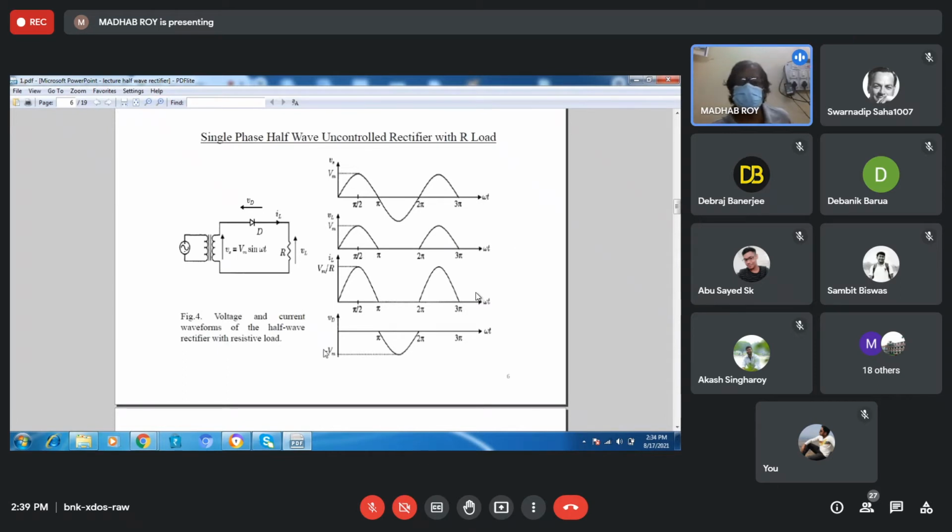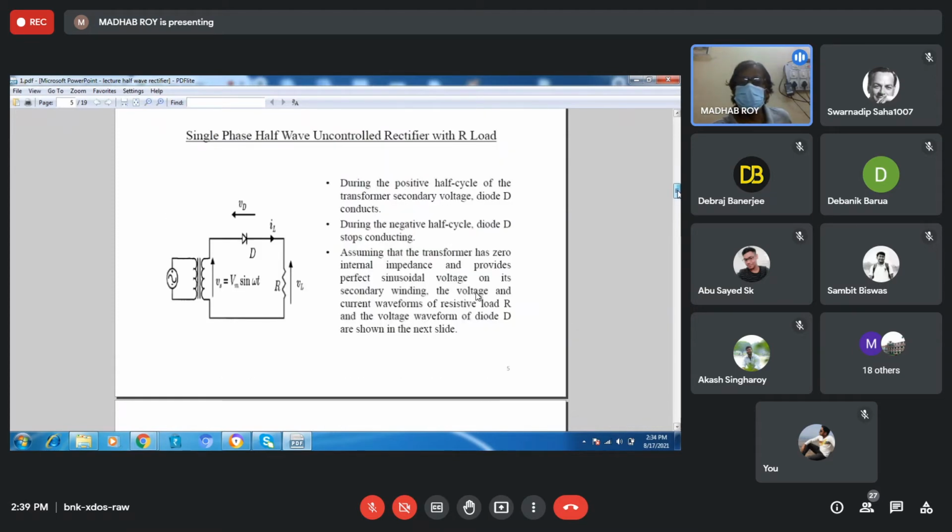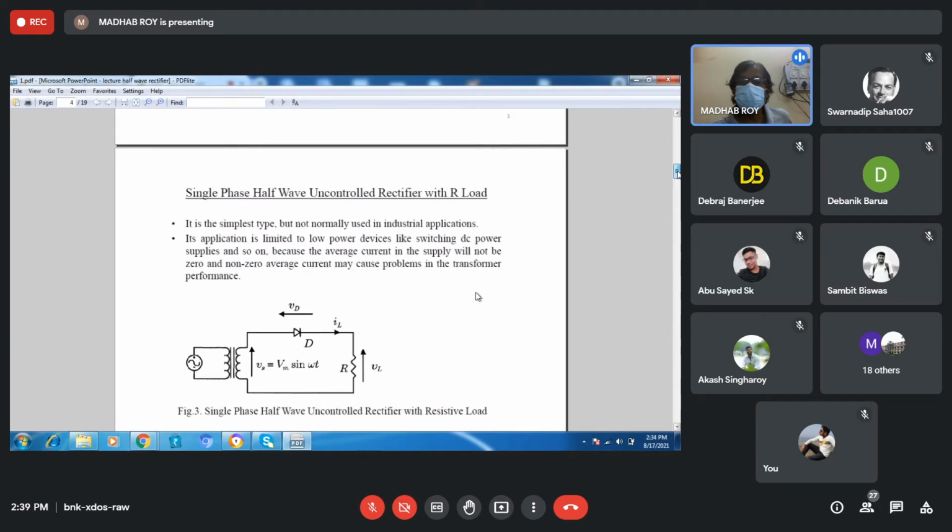Now this is very simple. Basically, there is no complicacy here. It is the simplest type, but not normally used in industrial application. Very simple configuration, but in industrial application it is not used.